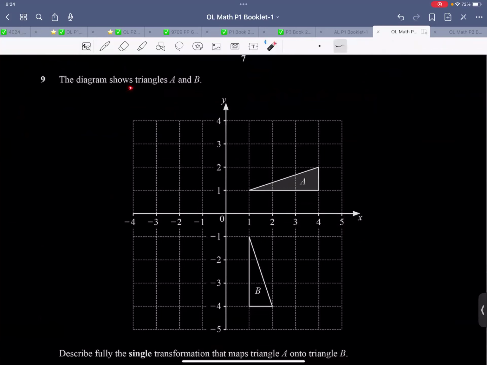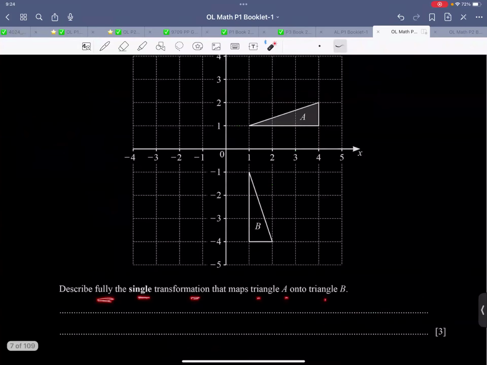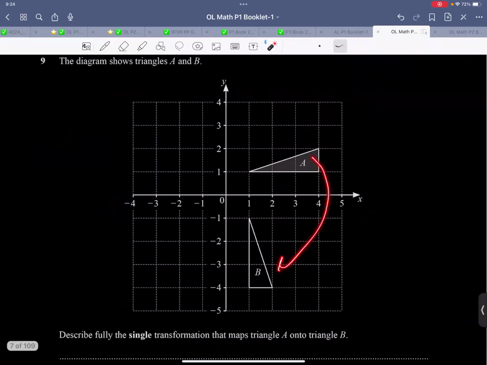Question number 9. The diagram shows triangles A and B. This is A and this is B. Describe fully the single transformation that maps A onto B. So now A is going like this. This is the base. Let me highlight it.